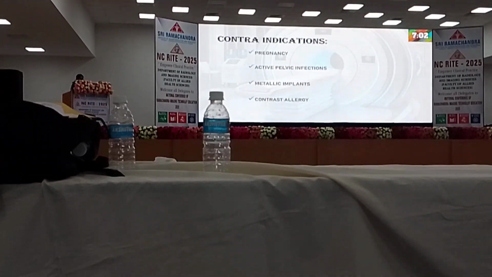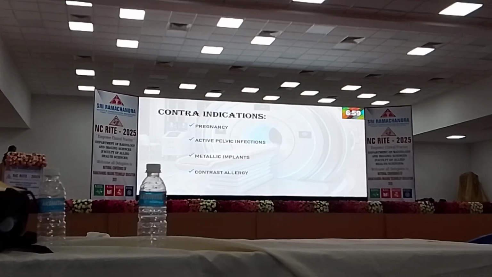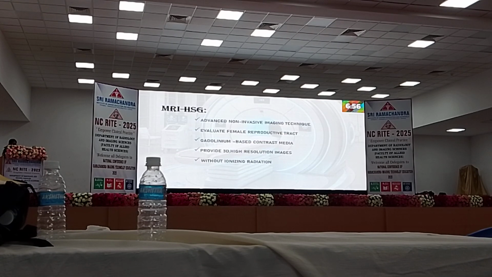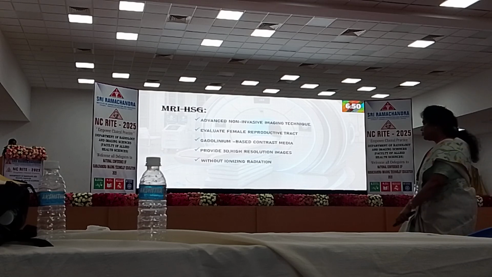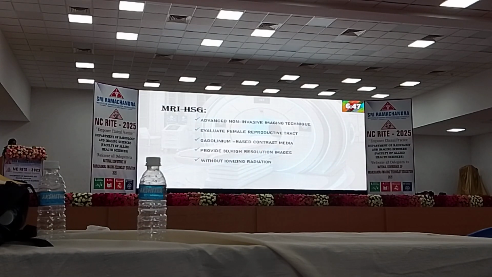Contraindications: any possibility of pregnancy, active pelvic infections, presence of metallic implants, and contrast allergy. MRI HSG, as we know, is an advanced non-invasive imaging technique to evaluate the female reproductive tract. It uses gadolinium-based contrast media to provide 3D high-resolution images, most importantly without the use of ionizing radiation.